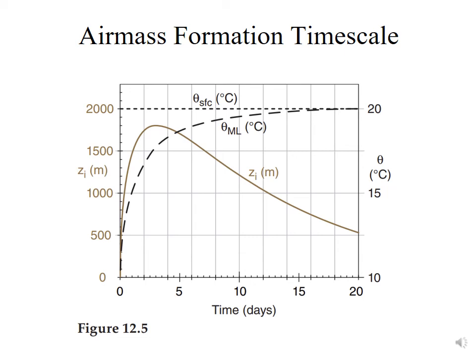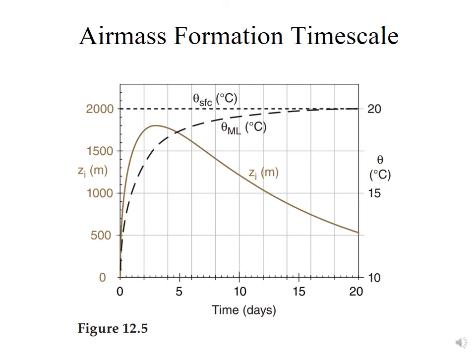And so as we march forward in time along the x-axis, you can see that after about 7 days, we're pretty much about 85 to 90% of the way to the temperature of the underlying surface. And to make it all the way to the temperature of the underlying surface would take about 2 weeks. So if you have a stagnant air mass that sits over an underlying surface for 5 to 7 days, you're pretty much going to adopt the characteristics of that underlying surface fairly quickly.